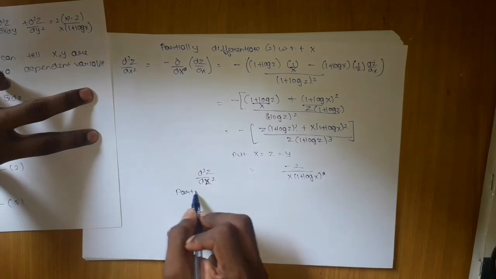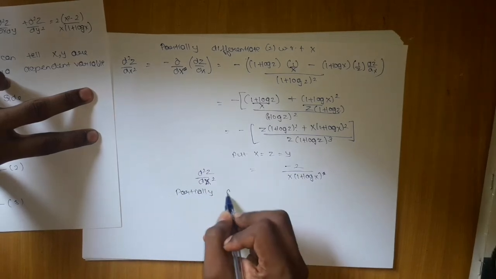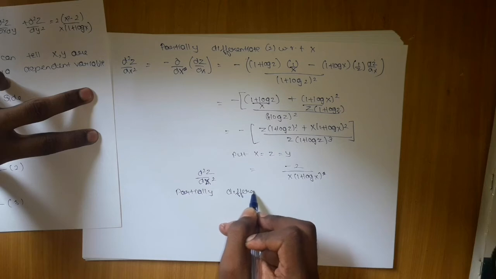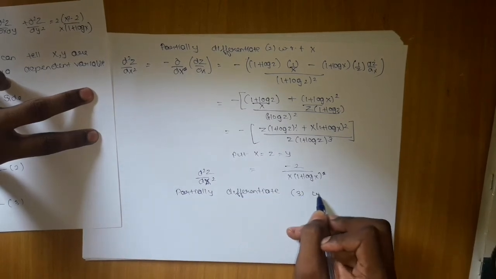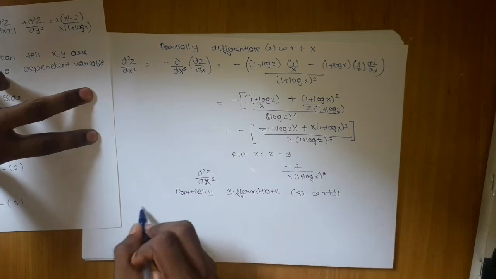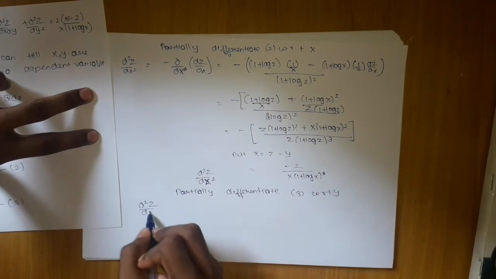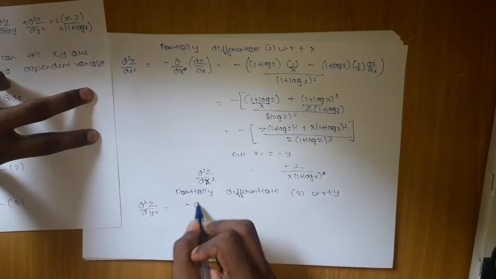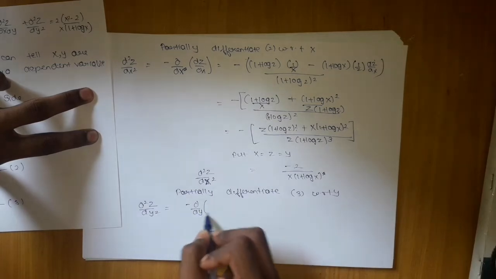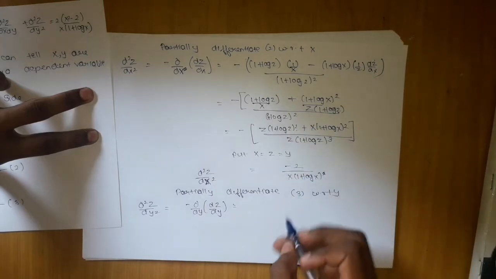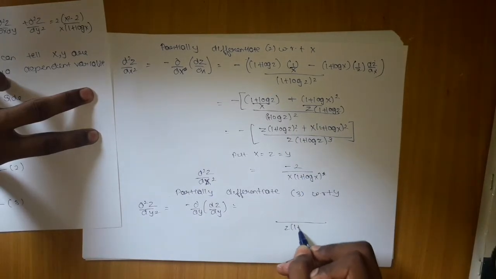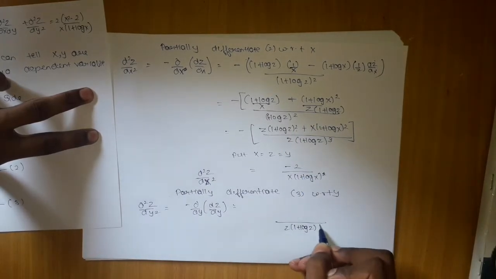Now partially differentiate equation 3 with respect to y. We will get ∂²z/∂y², which will be nothing but minus ∂/∂y of ∂z/∂y, which will give you, finally, we are going to be left with z into (1 plus log z) the whole cube.